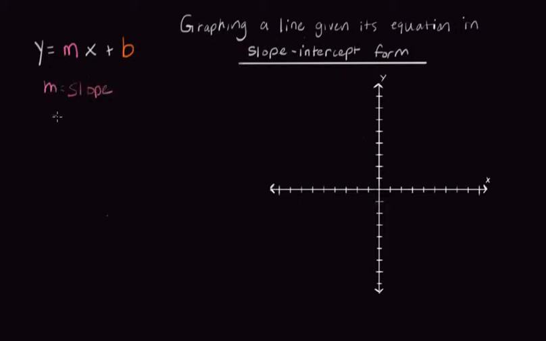and you'll remember that that also equals rise over run, which is the change in y over the change in x. So b, which is the number that's added to x with no variable of its own, is the y-intercept. And the y-intercept is very simply the place where the graph crosses the y-axis.